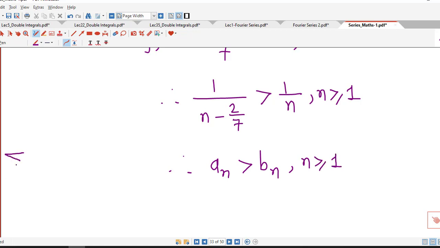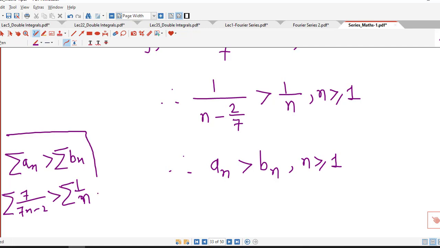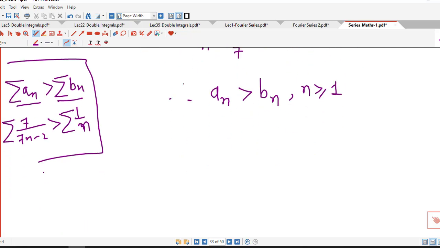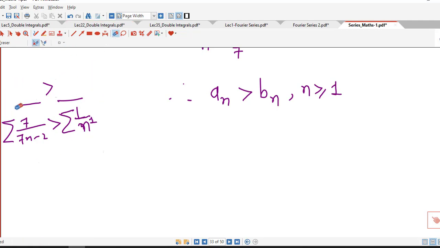That means given series sigma an is greater than sigma bn. Sigma an was 7 over 7n minus 2, and sigma bn is sigma 1 by n. So if sigma bn is divergent, sigma an is divergent. Now series sigma bn is a p series with p equal to 1, and it is divergent. Therefore sigma an is also divergent.